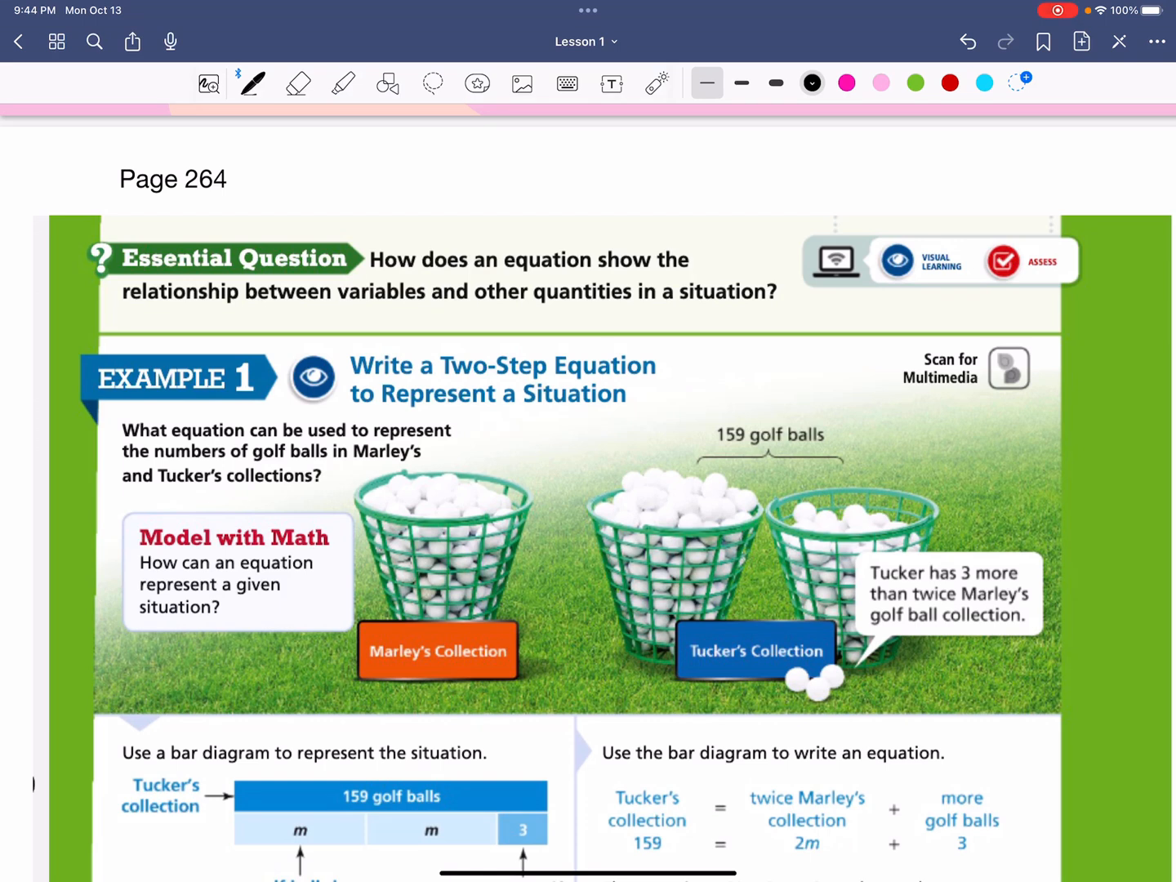Good morning, everyone. Today we are starting our new unit on equations, and this first lesson is all about writing equations. So I need you to go ahead and open up your new books to page 264 so we can get started.